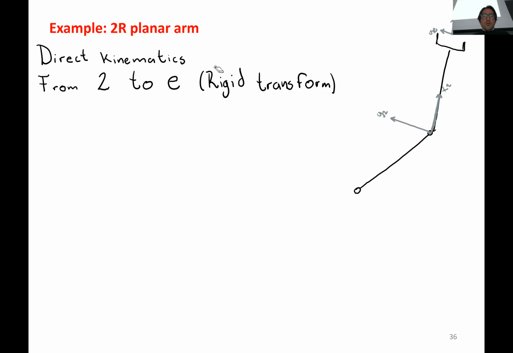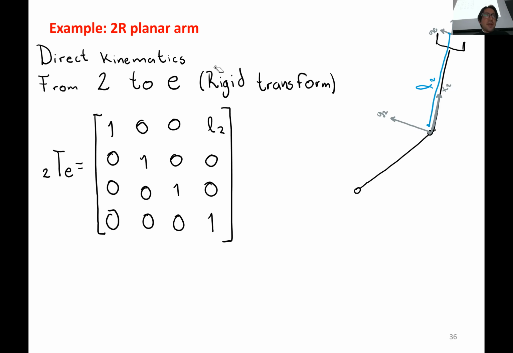Then we want to see from 2 to E. There are no joints in between 2 and the end effector, so it's just a rigid transform represented by the distance. Now I put the L2 all the way to the end effector. So it's just an identity matrix for the rotation, because there are no rotations, and for the translation, we just put L2.